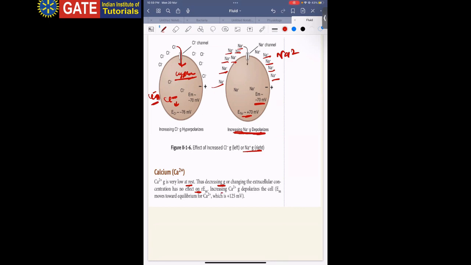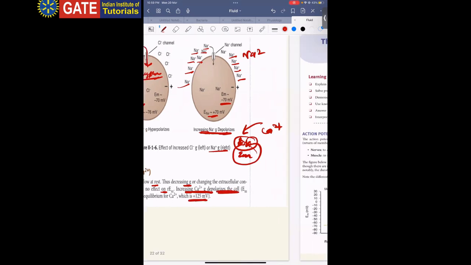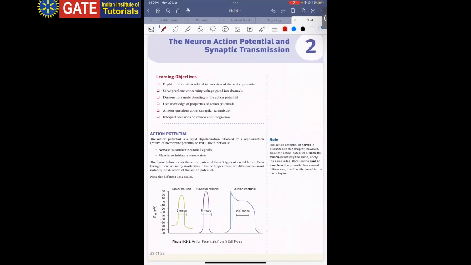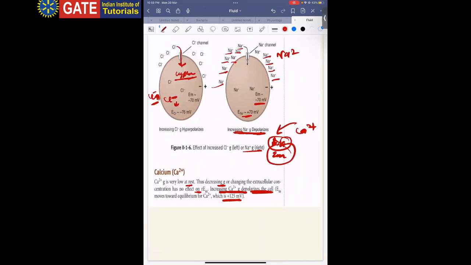But if you increase the conductance of the calcium, calcium is high outside, similar to the sodium. So it will move inside the cell. It will make the resting membrane potential less negative. So it will depolarize the cell, moving it to around 125. Okay, so that is the information regarding the conductance of the different ions.